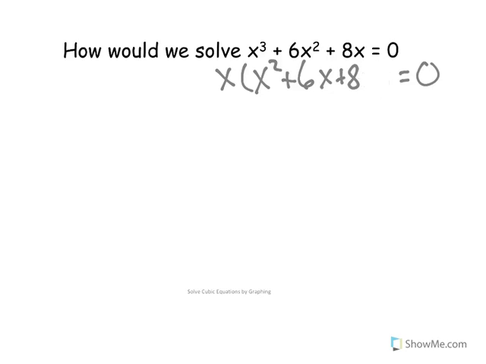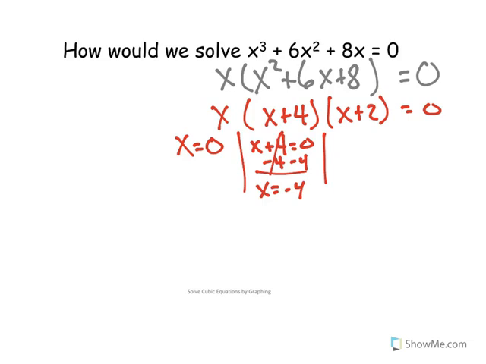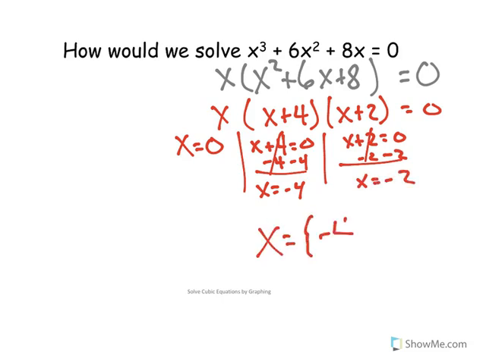So now I'm going to factor the trinomial that's in the parentheses, which is going to be x plus 4 times x plus 2. Now I can split it up. It's possible that x is 0. It's possible that x plus 4 is 0, in which case x is negative 4. And it's possible that x plus 2 is 0, in which case x is negative 2. So my three solutions are going to be negative 4, negative 2, and 0.